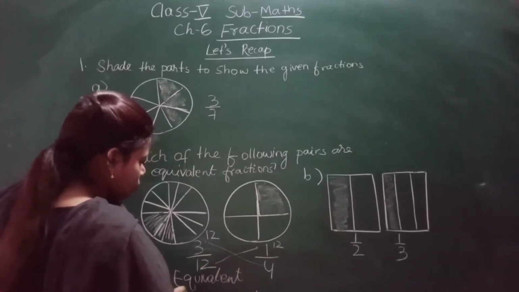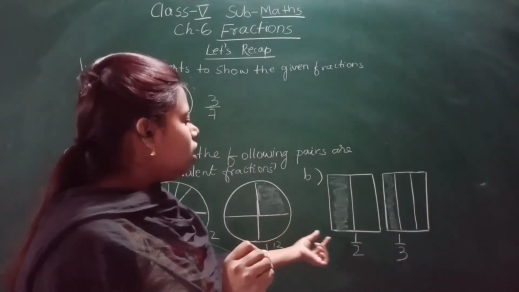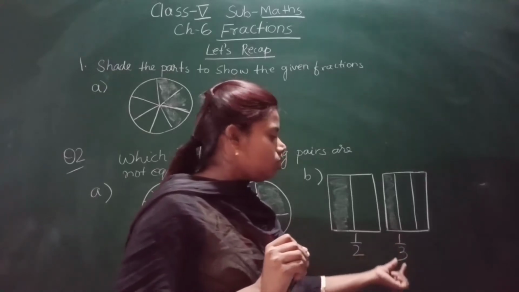This one is equivalent, as we got 12 on both sides. Now let us check for this one, B. So what is the question? This one is 1 by 2 and this one is 1 by 3.